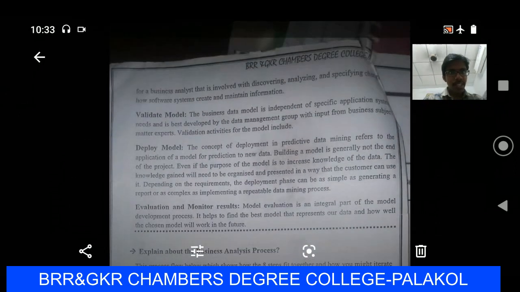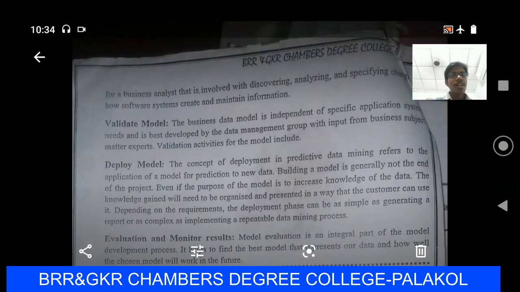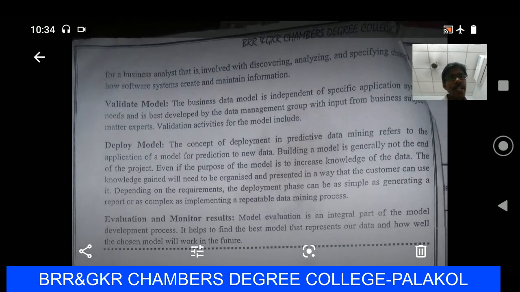Coming to next, the data model is a critical skill for an organization, that is, for a business analyst who is involved with discovering and analyzing information. Coming to the next life cycle, that is validate model.